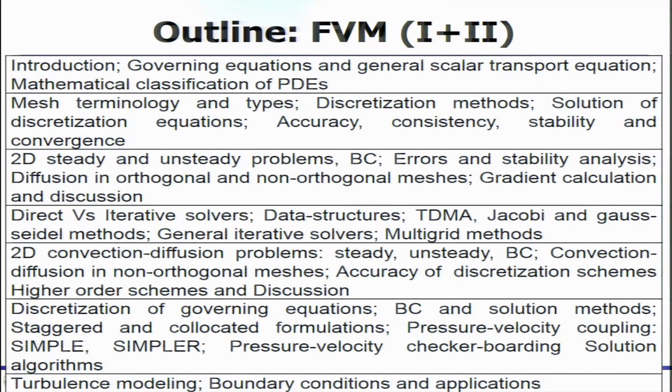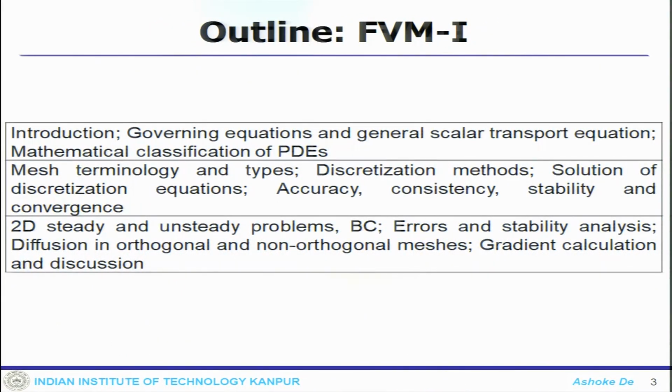Now, coming back to this, this is the complete outline of finite volume, which includes both part 1 and part 2. This is part 1, which was offered in the previous semester, where you were introduced to the governing equations and the introduction of CFD, and how you deal with the classical partial differential equations which govern the fluid flow problem. And then we talked about the mesh or the grid, and finally you looked at the two dimensional steady and unsteady diffusion problem, where you looked at the different calculations.